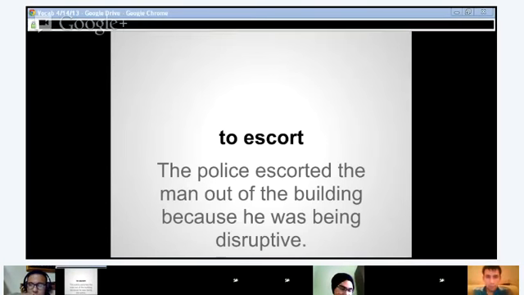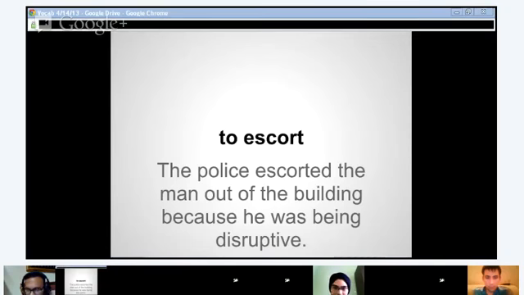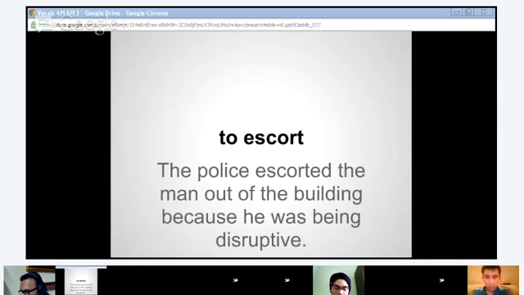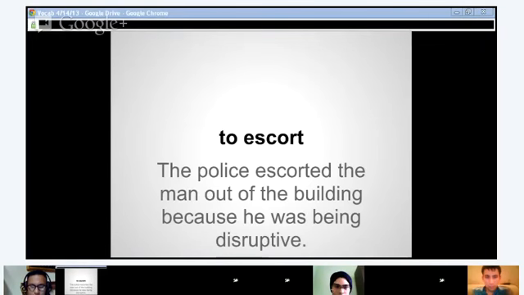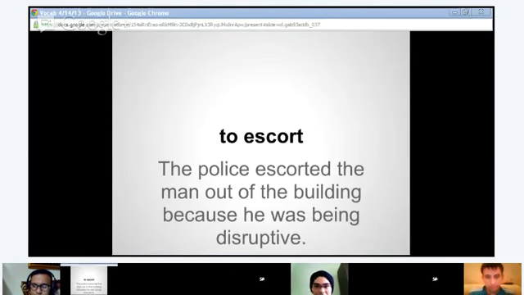Okay, and I wanted to mention that the pronunciation of this one, the verb to escort, and the noun an escort, is a little bit different. Did you catch the difference? No. To escort is the verb, so the stress is on the second syllable, to escort. And the noun is an escort, so the stress is on the E. Okay, so it's just a little bit different.